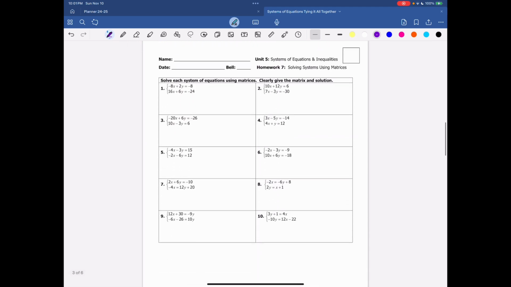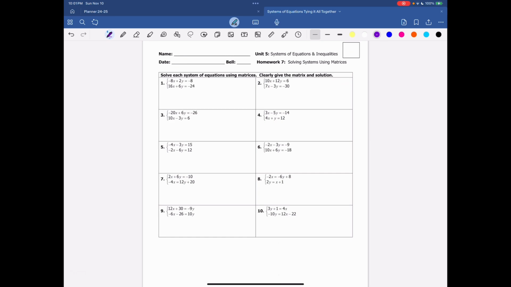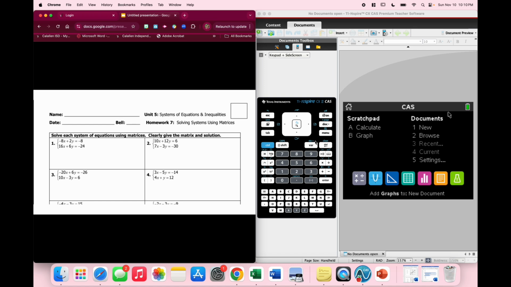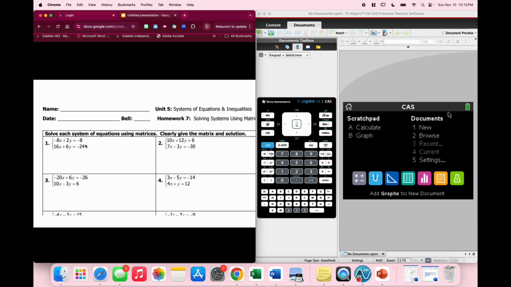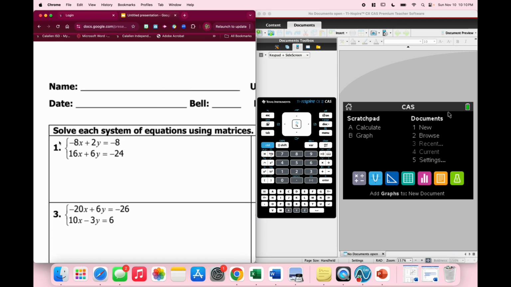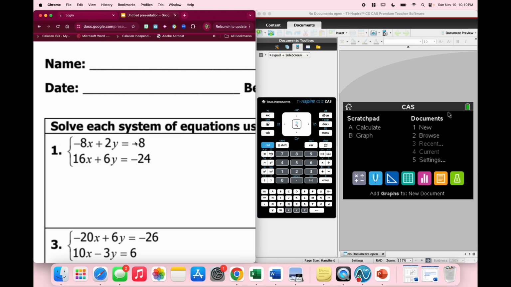Moving on to the next page, we are looking at solving systems using matrices. For those of you that were absent on Friday, we learned the last method, which was solving systems using matrices. When you are solving a system using matrices, you need to make sure both of your equations are in standard form. We're going to take a look at number 1 for this example here. So remember, standard form is ax plus by equals c.